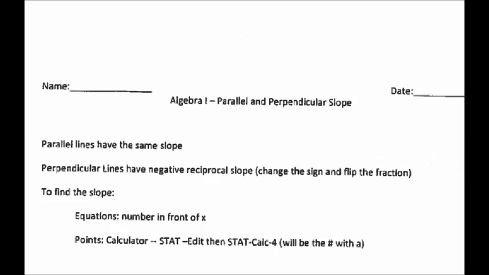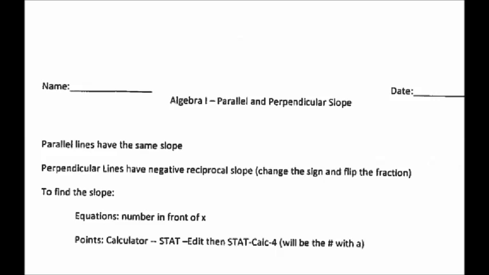Okay, this video is for Algebra 1, and we're looking at parallel and perpendicular slopes today. Parallel lines, you learned in junior high, are two lines that never cross. They will never touch each other. This is because they have the same slope.